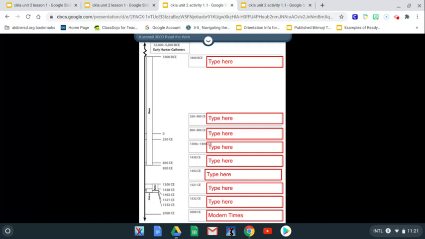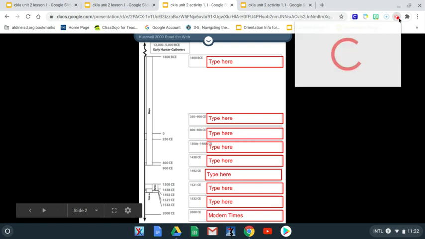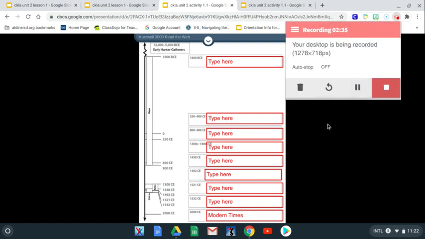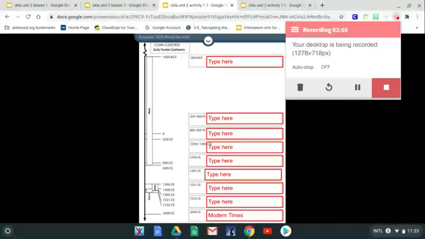Okay, so now, boys and girls, we're going to start with our vertical timeline. The first thing that I wanted to show you is at the very bottom it has 2000 CE. And remember, CE is Common Era, which means a time that's more current. So I put modern times there.